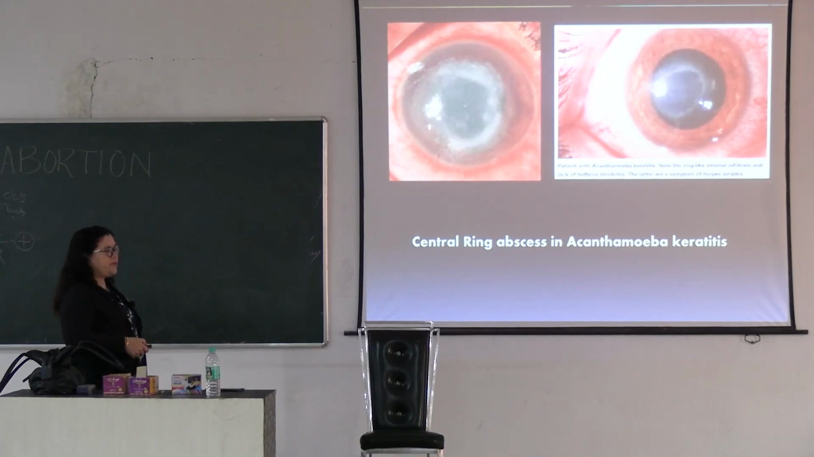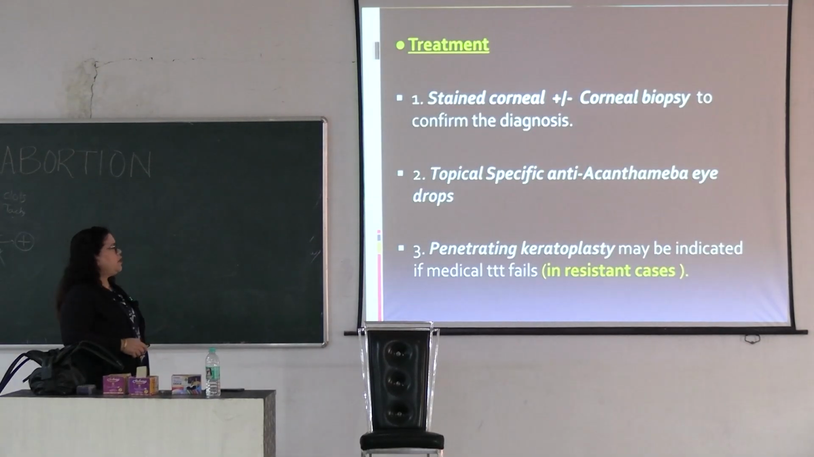It is caused by Acanthamoeba, and that is why it is called Acanthamoeba keratitis. Then what is the treatment? The general measures are the same as for other corneal ulcers. We stain and send the corneal scrapes for corneal biopsy, and according to the culture and sensitivity test we treat these cases.